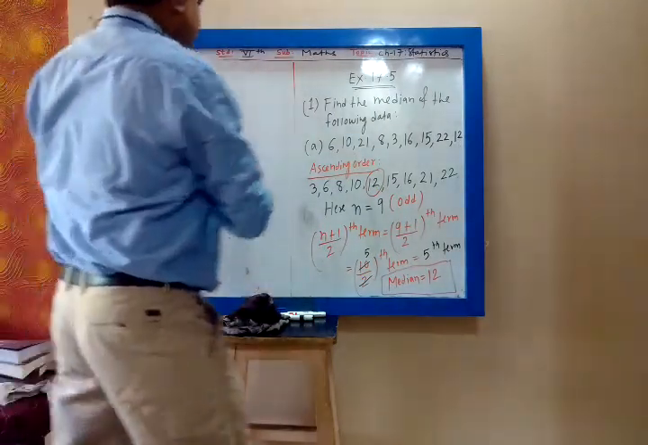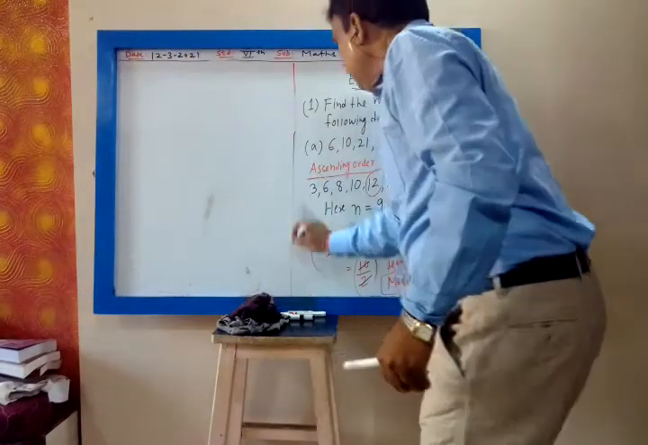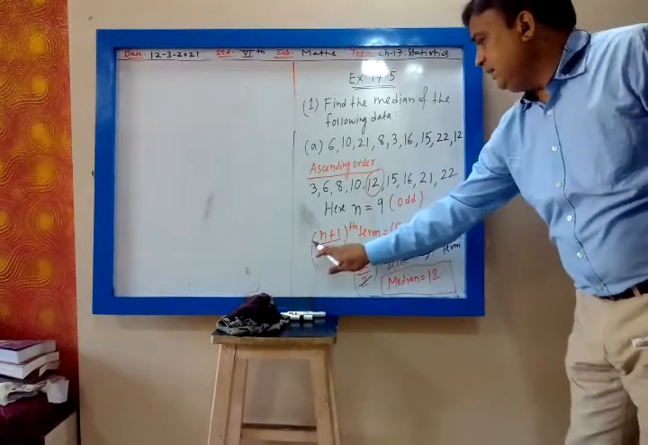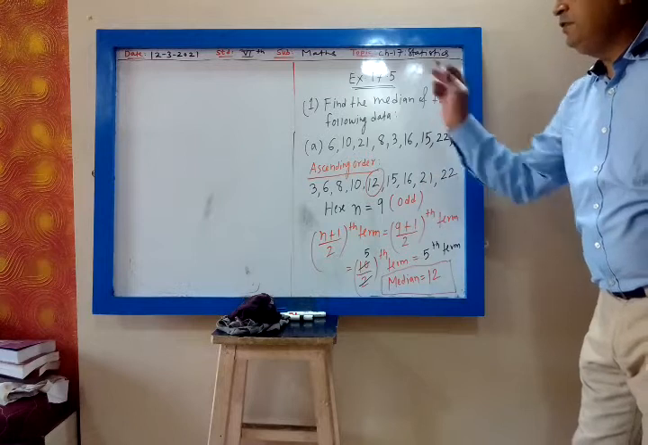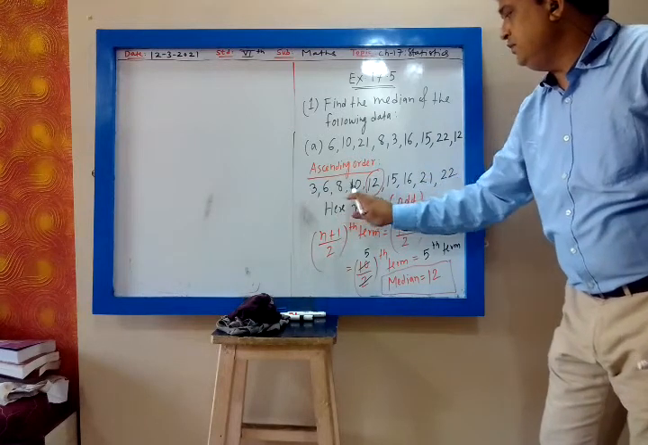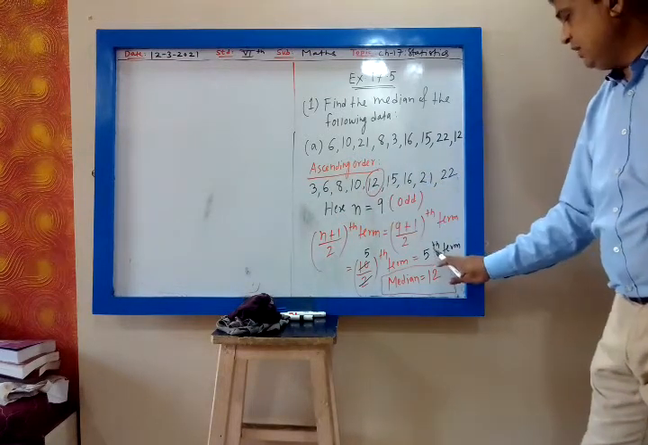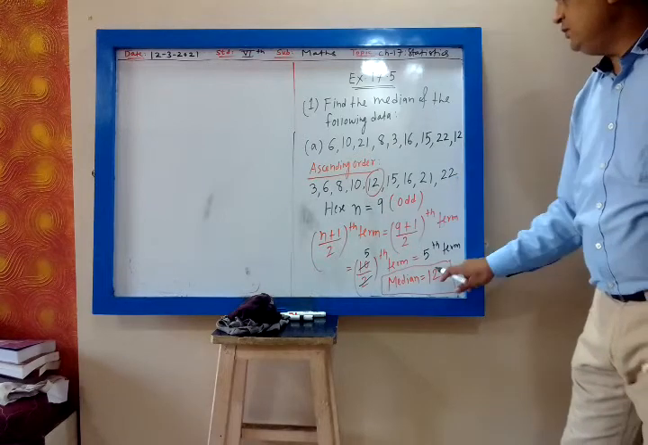My dear, when we simplify this, (n plus 1) upon 2th term comes to be the 5th term. What is the 5th term? 1, 2, 3, 4, 5. So the 5th term is 12. So the median is 12.